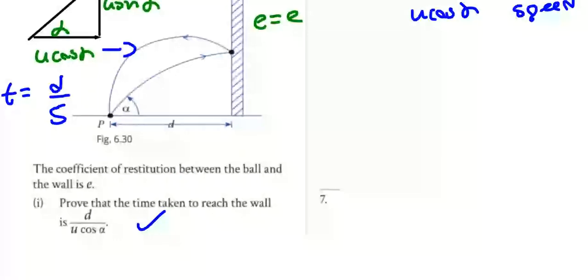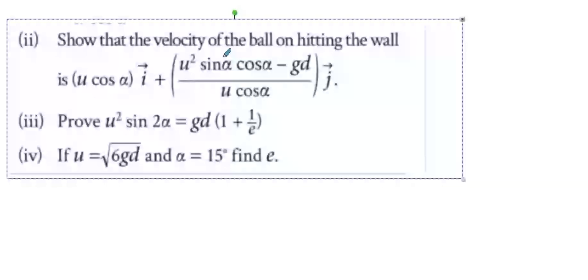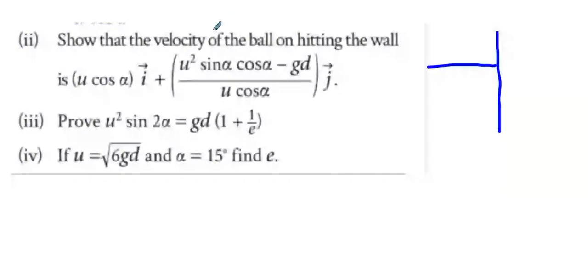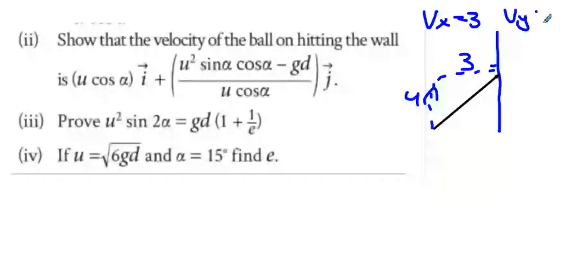Okay, part two. Show how it hits the wall. Now, do you know what this basically means? Imagine I hit a wall, all right? Just before I hit the wall, and imagine for argument's sake that I'm going 4 up and 3 across. Ever see 4 up and 3 across? So my v x is 3 and my v y is 4. That would look like this. That'd be a 3 and that'd be a 4.